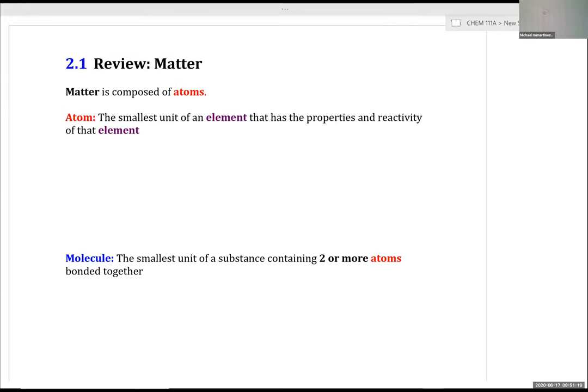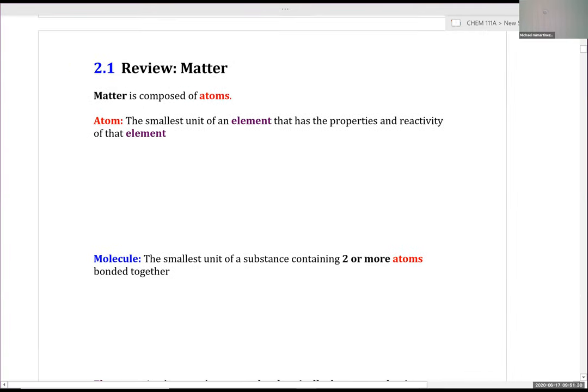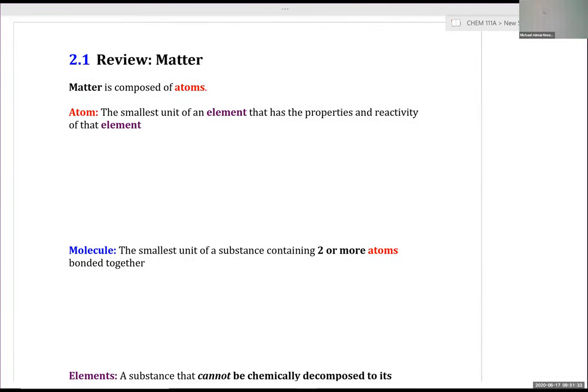So we're going through the chapter 2 note set from Canvas. Let's do a quick review before we delve into the bulk of chapter 2. First and foremost, let's just do a quick review of some of our classifications of matter.